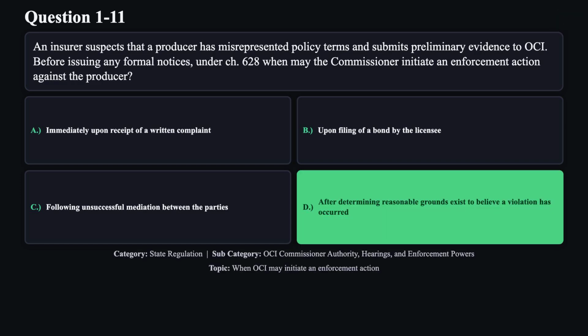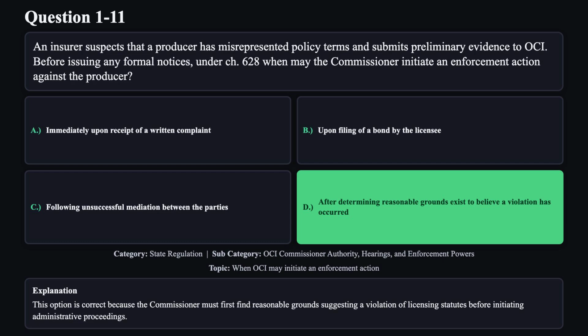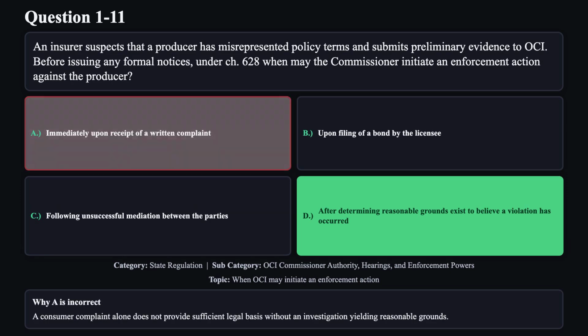The correct answer is D. This option is correct because the commissioner must first find reasonable grounds suggesting a violation of licensing statutes before initiating administrative proceedings. Reason A is not correct. A consumer complaint alone does not provide sufficient legal basis without an investigation yielding reasonable grounds.